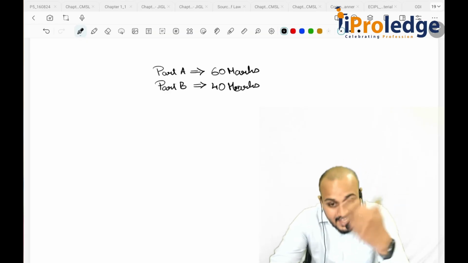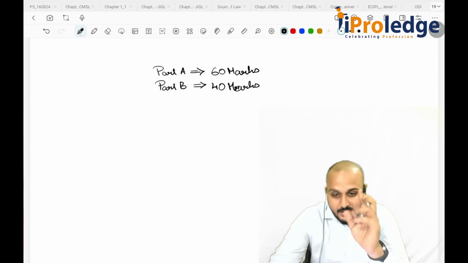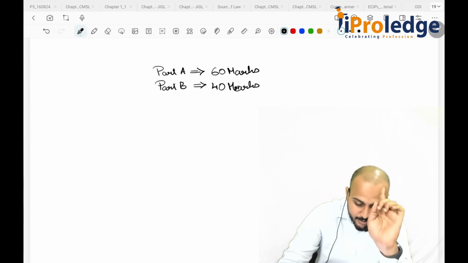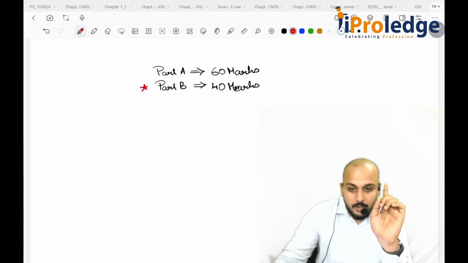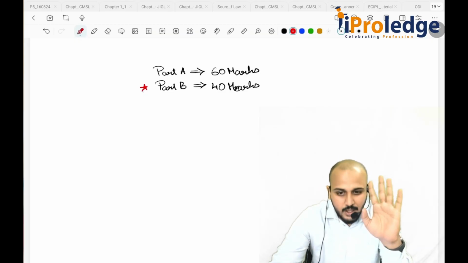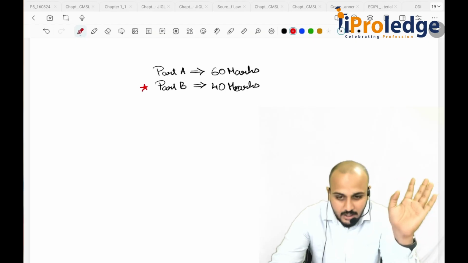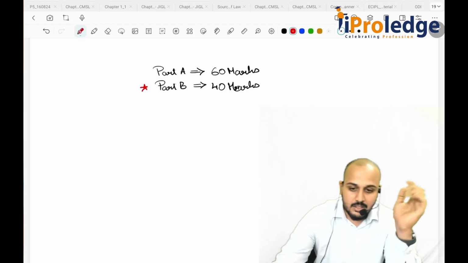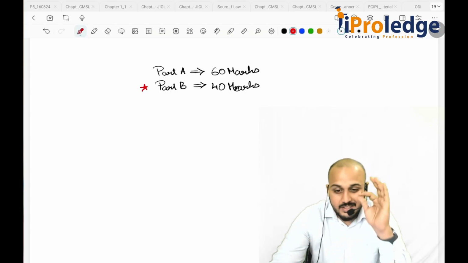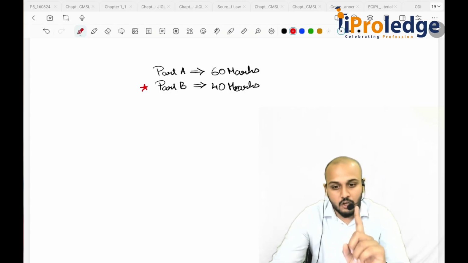Okay, so it's easier, yes, it will require revisions, but my suggestion would always be capitalize on your part B, capitalize on your company law's pathway, not just for company law, even for most of the other subjects. Here we are not discussing other subjects, but in CS Executive most of the papers can be easily cleared by focusing on part B.